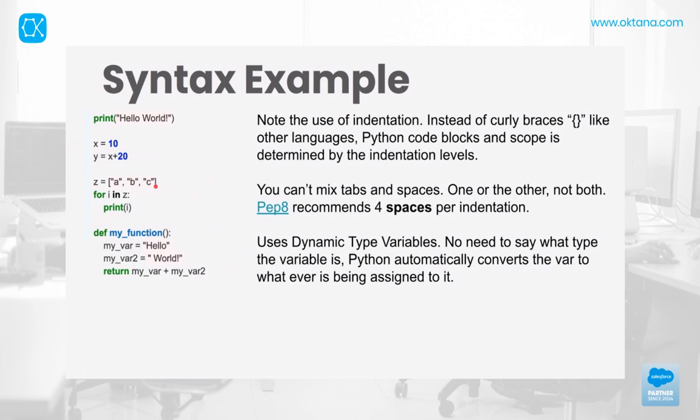Same thing here with this little list that we see. We don't have to declare this as a list or anything. It's just automatic. That can cause problems down the road if you have a lot of different people working on something, but for the most part, you won't have any issues.